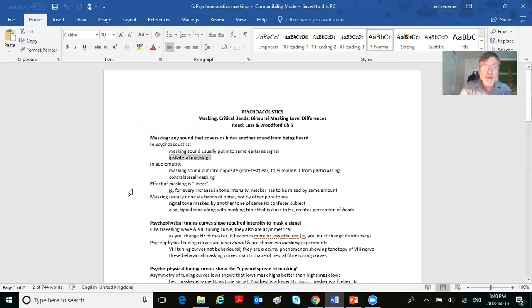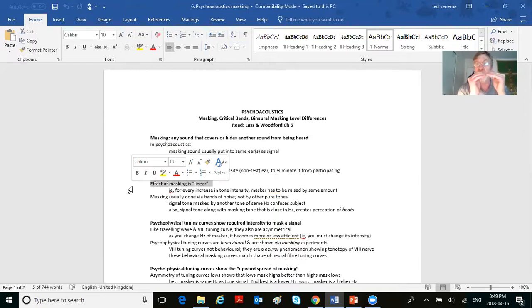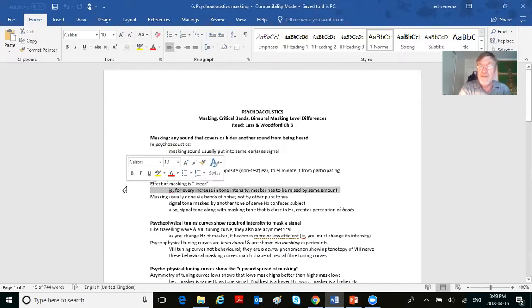So the effect of masking generally is linear, and in English that means as we increase the tone intensity by 5 dB, to cover it we'd have to increase the masking by 5. If we made the tone another 5 dB, we need to increase the masking by 5. It's tit for tat, okay? For every increase in tone intensity, the masking sound has to be raised by the same amount in order to cover the tone.